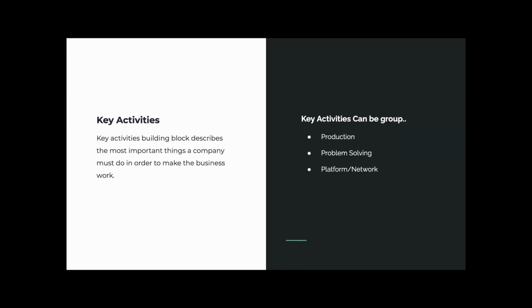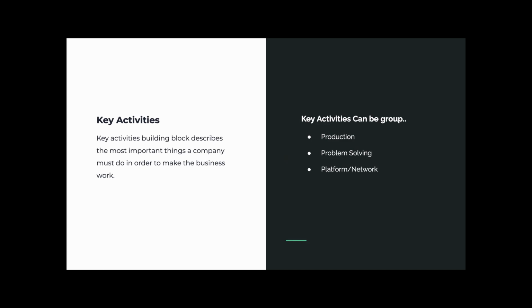Key activities. So the key activities building block describes the most important things a company must do in order to make the business work. This is a pretty simple one. Key activities can be grouped into production, problem solving, or a platform or network. Problem solving is a big one.